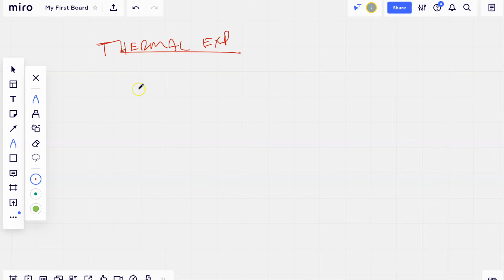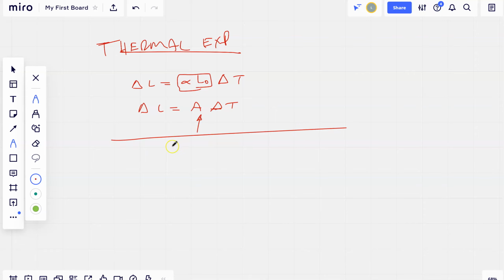we had a formula. Normally it is delta L equals alpha L naught delta T. We wrap these two variables together. So delta L equals A, some constant, which is now the product of these two constants, times delta T. And we wanted to solve for that, and we did that. Okay. This one right here is the specific heat lab.